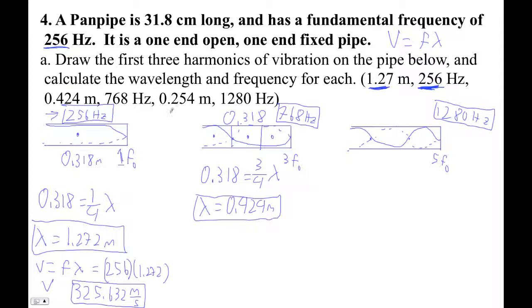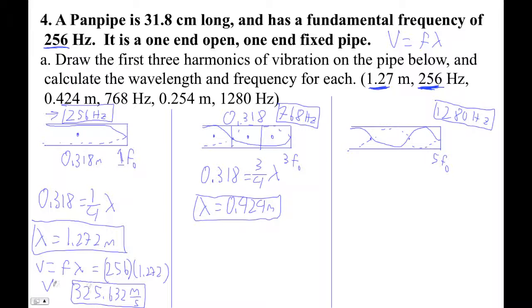So let's suppose you just forget. You're like, gee, I can't remember. One end fixed. It's easy, right? The ones that are symmetrical, both ends open, both ends closed, are just 1, 2, 3, 4, 5, 6, 7, and so on. This one is the weird one, right? It's 1, 3, 5, 7, 9, all the odd multiples, right?